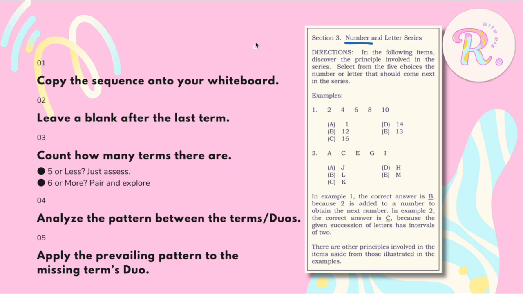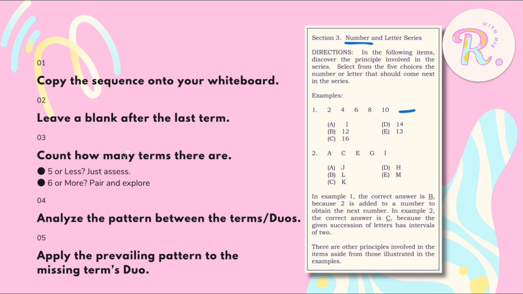So we have here step 1. Recap lang tayo. Copy the sequence onto your whiteboard agad-agad, so as you won't have a hard time solving it like on the screen mismo. Kasi may iba na nag-use lang ng eyes and mind to solve it, and that may lead to erroneous answers. So to keep things safe, just copy it onto your whiteboard. You have to leave a blank then after the last term. Why? So that you would be reminded the blank is the missing term that you are looking for, that you should include it when pairing stuff, okay?